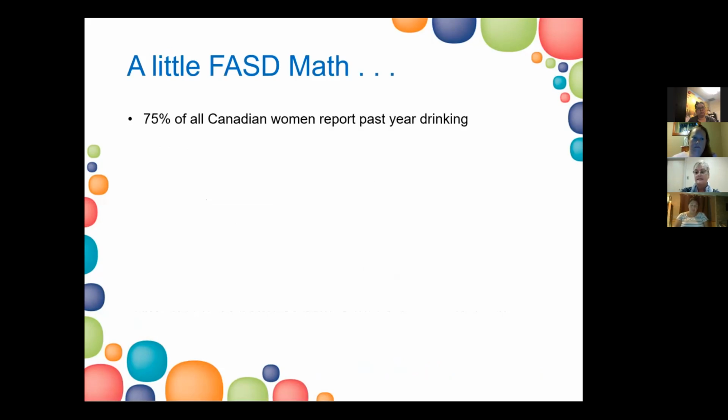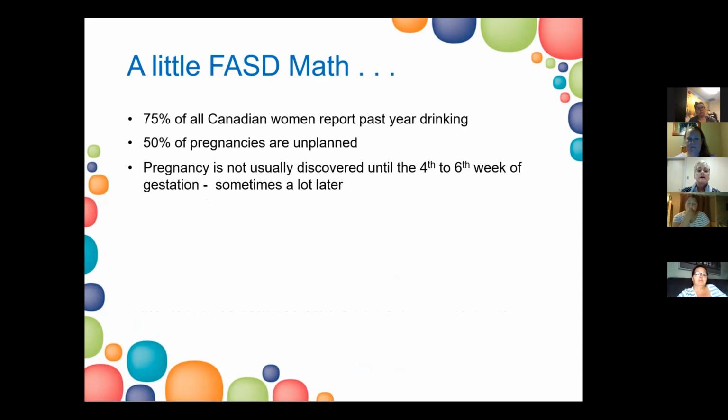Okay, so just a little bit of FASD math so that we can put things together over the course of this presentation. Stats Canada says year after year that about 75% of all women who are drinking age drink alcohol in Canada. So it's pretty commonplace. We know also year to year globally about 50% of all pregnancies are not planned, right? And then sometimes we don't know we're pregnant right when we're pregnant. It might be week 3, week 4, week 5, week 6, month 2, month 3, month 4. If we're not planning a pregnancy, then we might not know we're pregnant until we're a little bit further along. But we know that prenatal alcohol exposure can impact the growing fetus at about week 3.